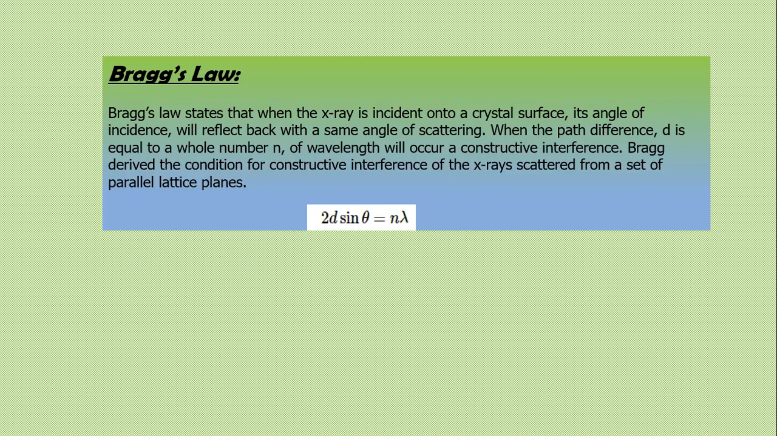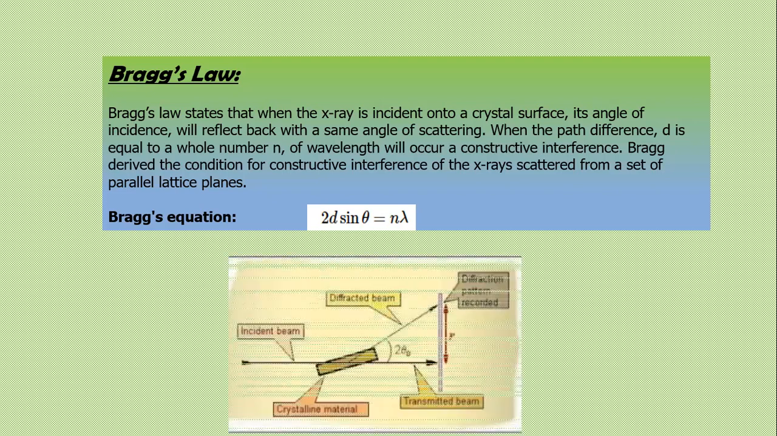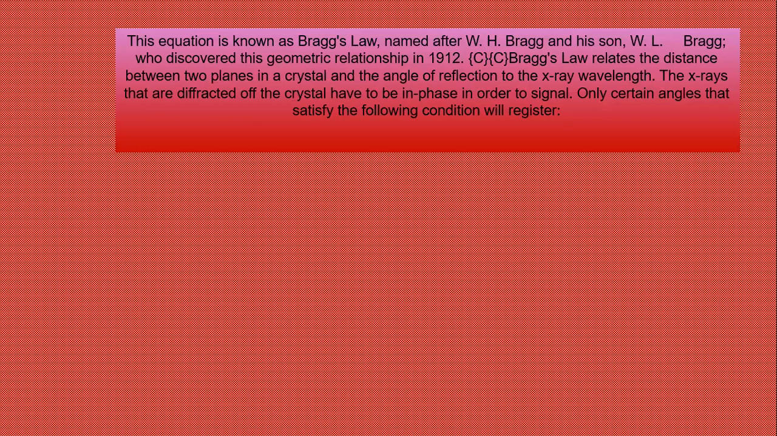The formula is 2d sin theta equal to n lambda, where d is the lattice spacing, theta is the angle between the wave vector of the incident plane wave, lambda is the wavelength, and n is an integer. Integers means 1, 2, 3, n integer. 2d sin theta equal to n lambda is known as Bragg's equation. This equation is known as Bragg's law.